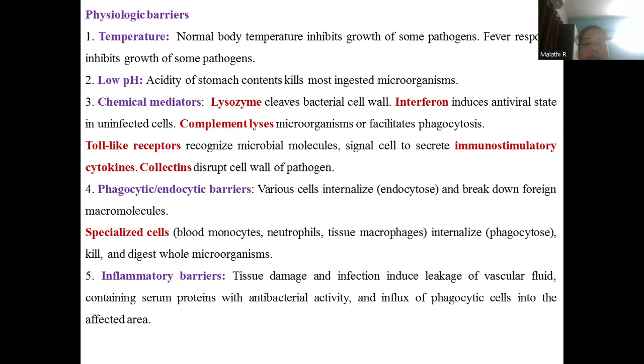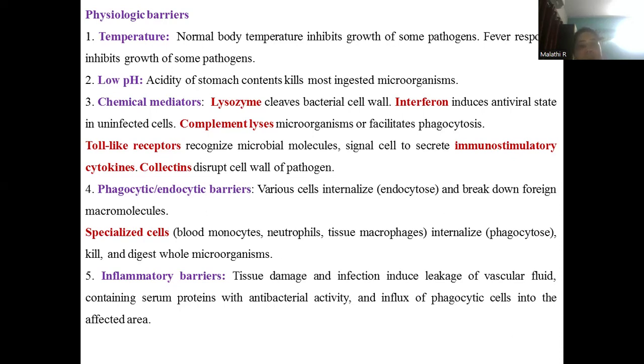Then low pH: the acidic pH of stomach content kills most of the ingested microorganisms. The saliva itself will clear off the maximum number of microorganisms which we take in through food or while speaking. And in case a pathogen crosses the salivary secretion and enters the stomach, the acidic pH will automatically kill the ingested microorganisms.